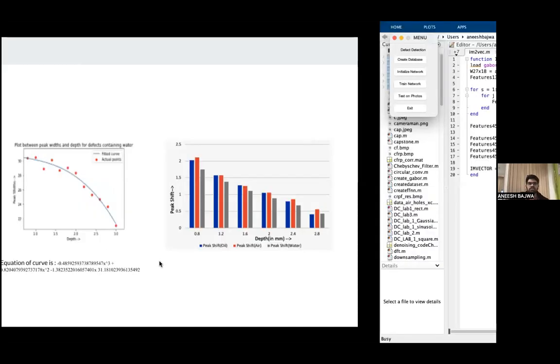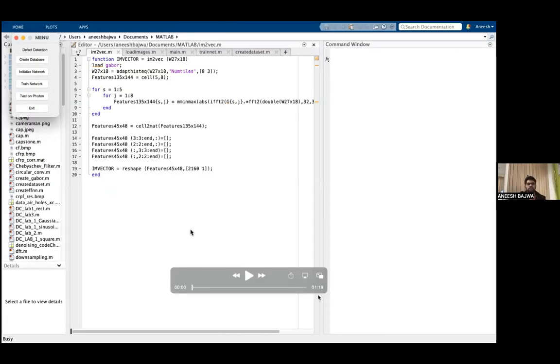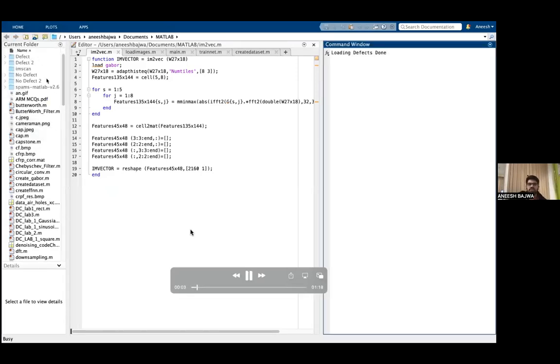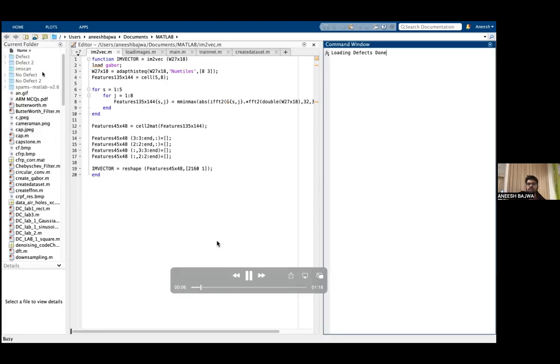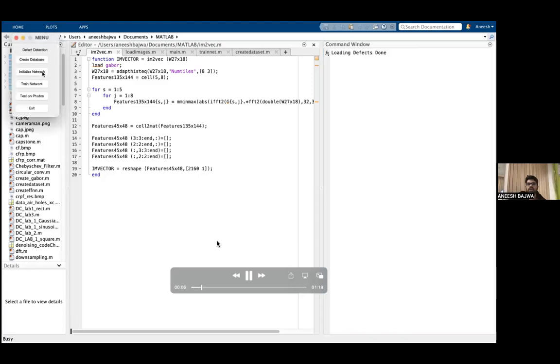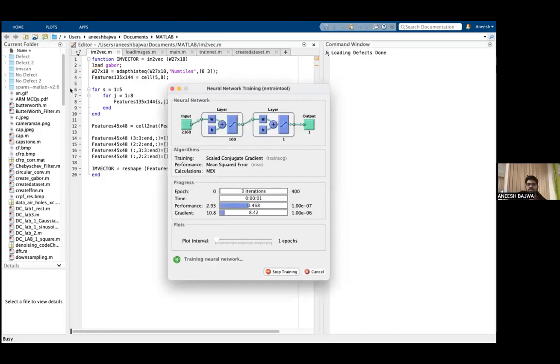For defect detection using a neural network based model, we created a database of images, each having 27 by 18 dimensions, and then passed them through a Gabor filter and used this Gabor filter response to train our model. The neural network that we are using is a simple single layer network, and the performance parameter that we are using for training is mean squared error.